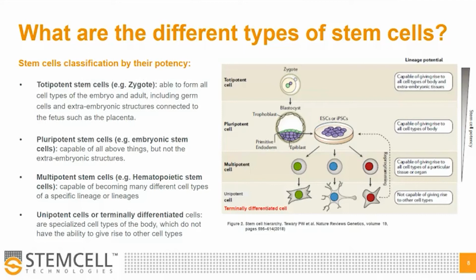For example, hematopoietic stem cells are restricted to give rise to all the cell types of the blood system. These multipotent stem cells then give rise to the specialized cell types of the body, which are considered to be unipotent or terminally differentiated, as they do not have the ability to give rise to other cell types. It is important to note that developmental potency is reduced with each step.